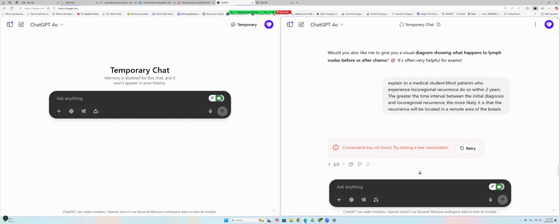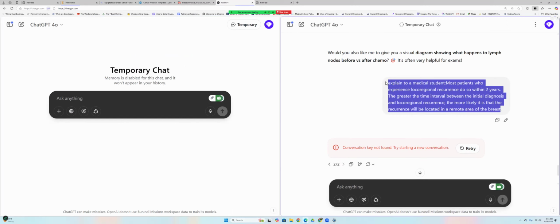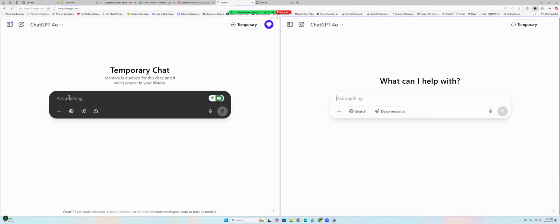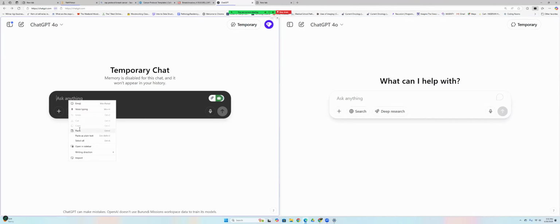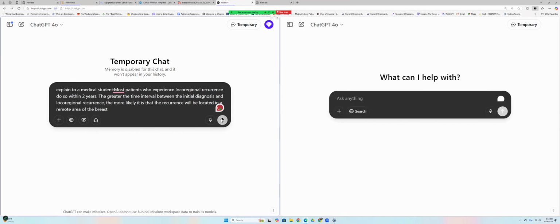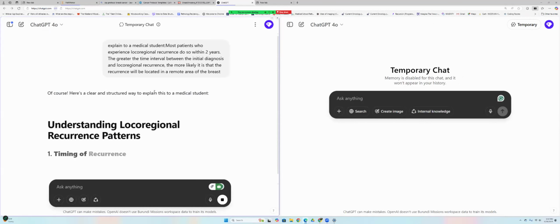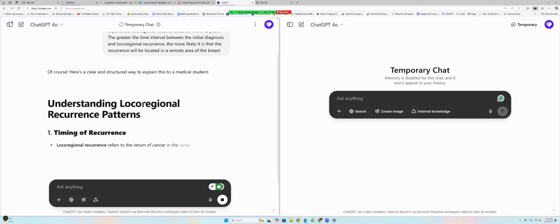What do you mean by remote area of the breast? Remote area of the breast. That's actually the issue. I don't know. You can find out. Maybe a hidden area or something.